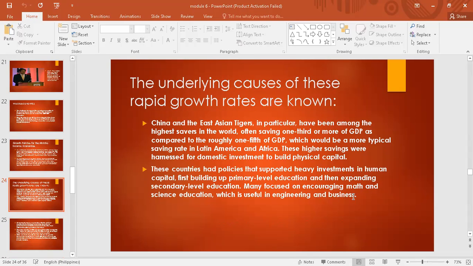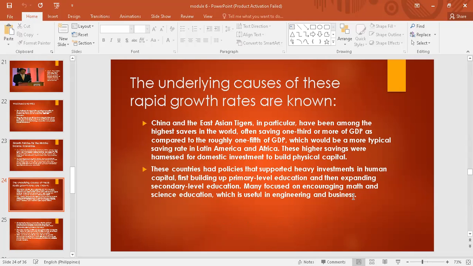Ang kanilang ginawa is yung savings, no? Fund savings, 1/3 or more of GDP as compared roughly to 1/5 of GDP. Parang sa GDP kasi natin, sa gross domestic product, the national income will be spent most usually for government spending, for investment, okay, what else? For consumption. Now, what did these countries prioritize? Yung savings. Bago mag-spend, let's have some savings first, no?